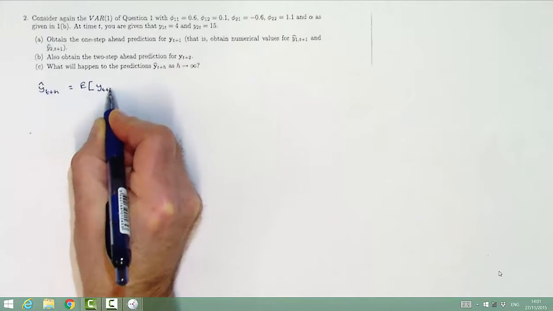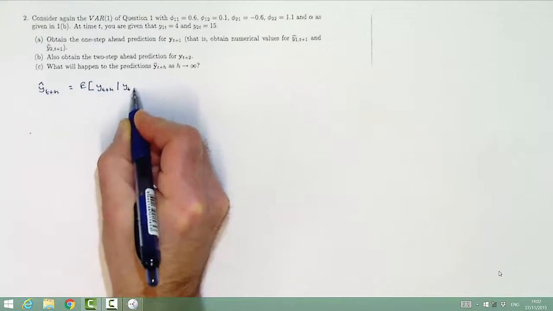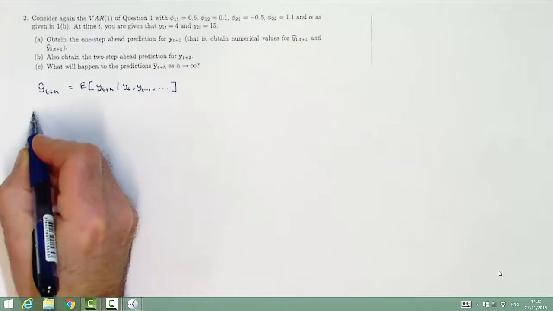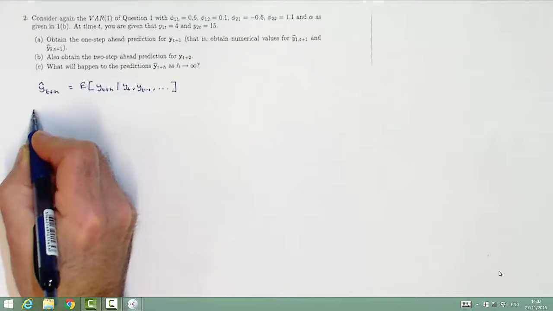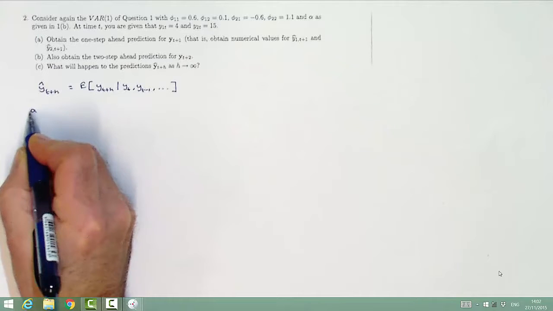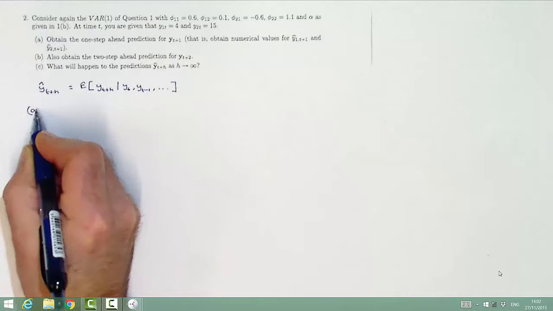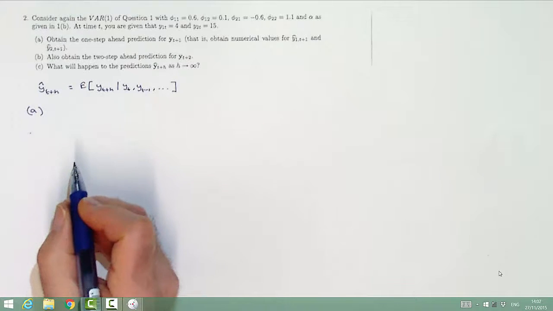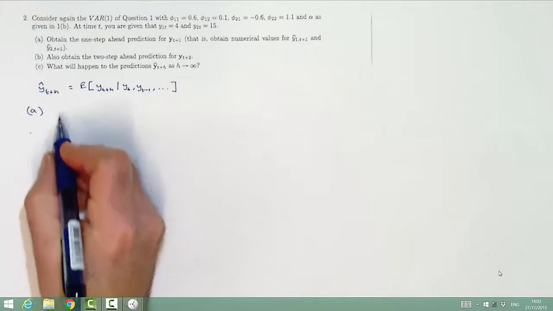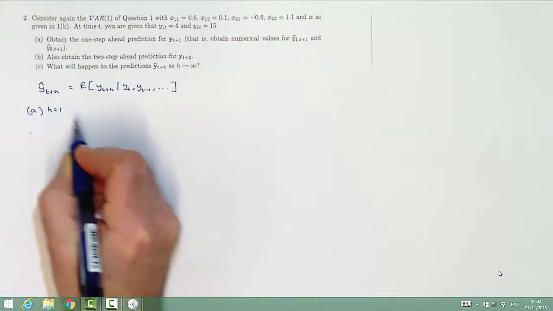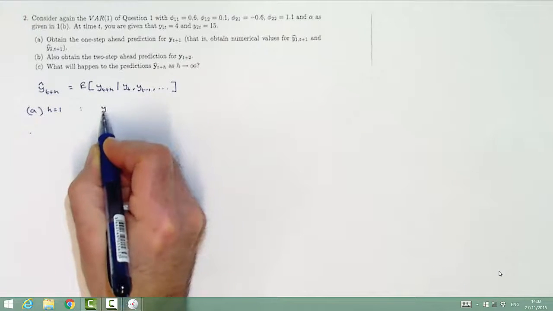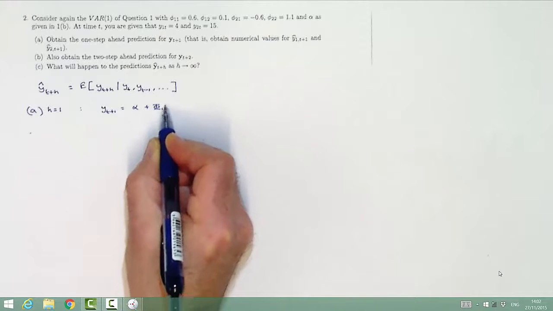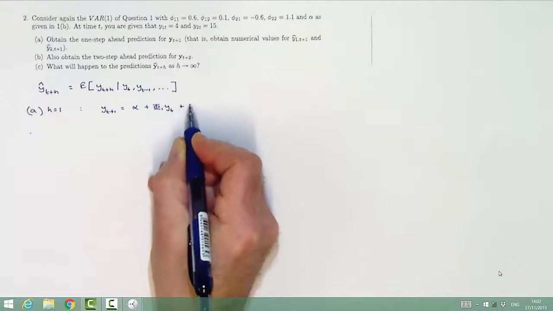Our prediction of y_{t+h} is interpreted as the conditional expectation of y_{t+h} given the information available up to time t. That's the values of the series up until that time. In part A, we're asked to do the 1 step ahead prediction. This amounts to setting h equal to 1. So we start by writing a representation for y_{t+1}, the thing we want to predict, based on the model, which we have here. And then we use that to derive our conditional expectation.